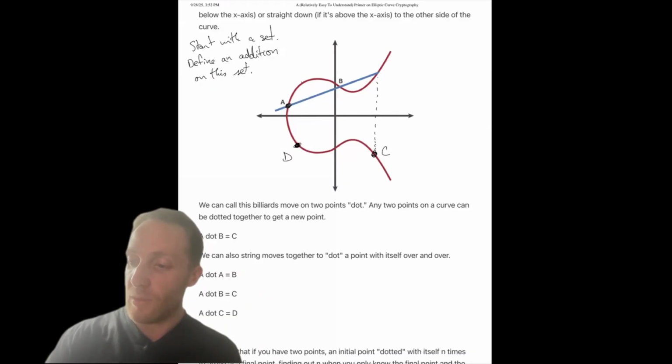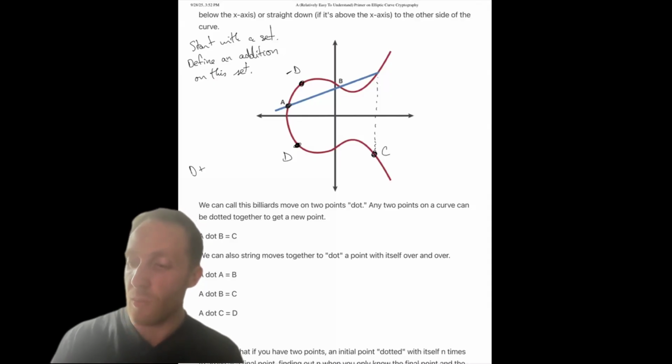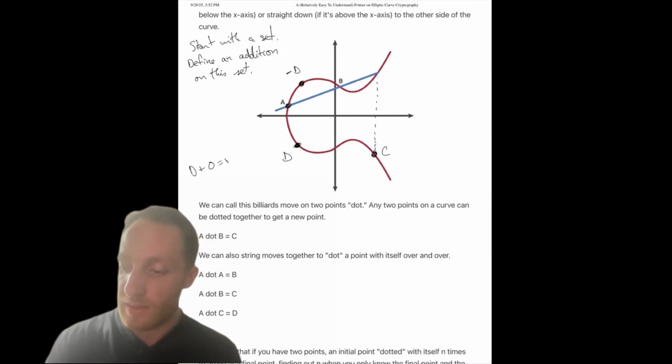Minus D, let's just call this point and say minus D, right? So D plus... well, okay, what do we want? Actually, we want an identity. So let's start with that. I want D such that D plus the identity, which is usually 1 or whatever, and I think in elliptic curves they call it O, is equal to D.